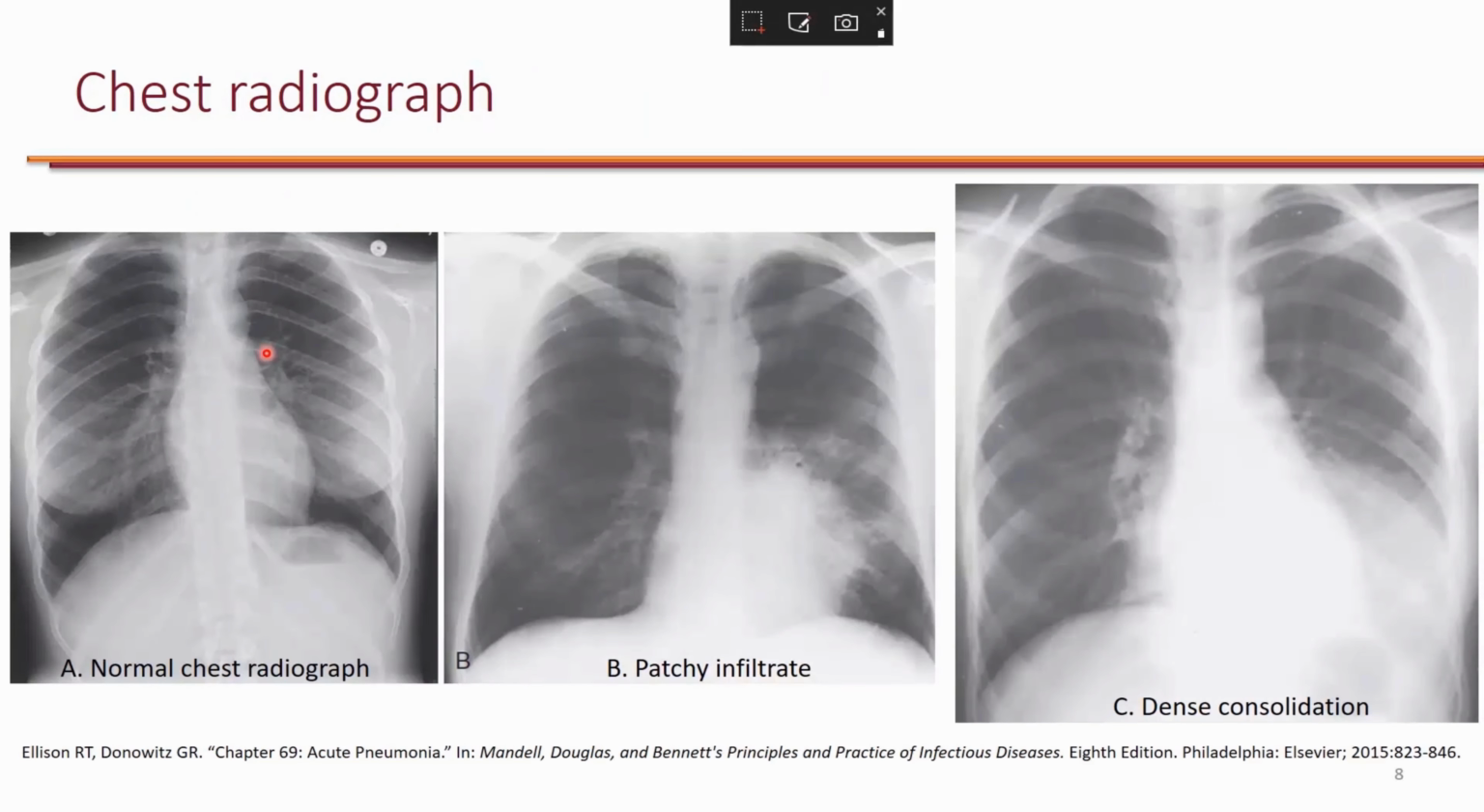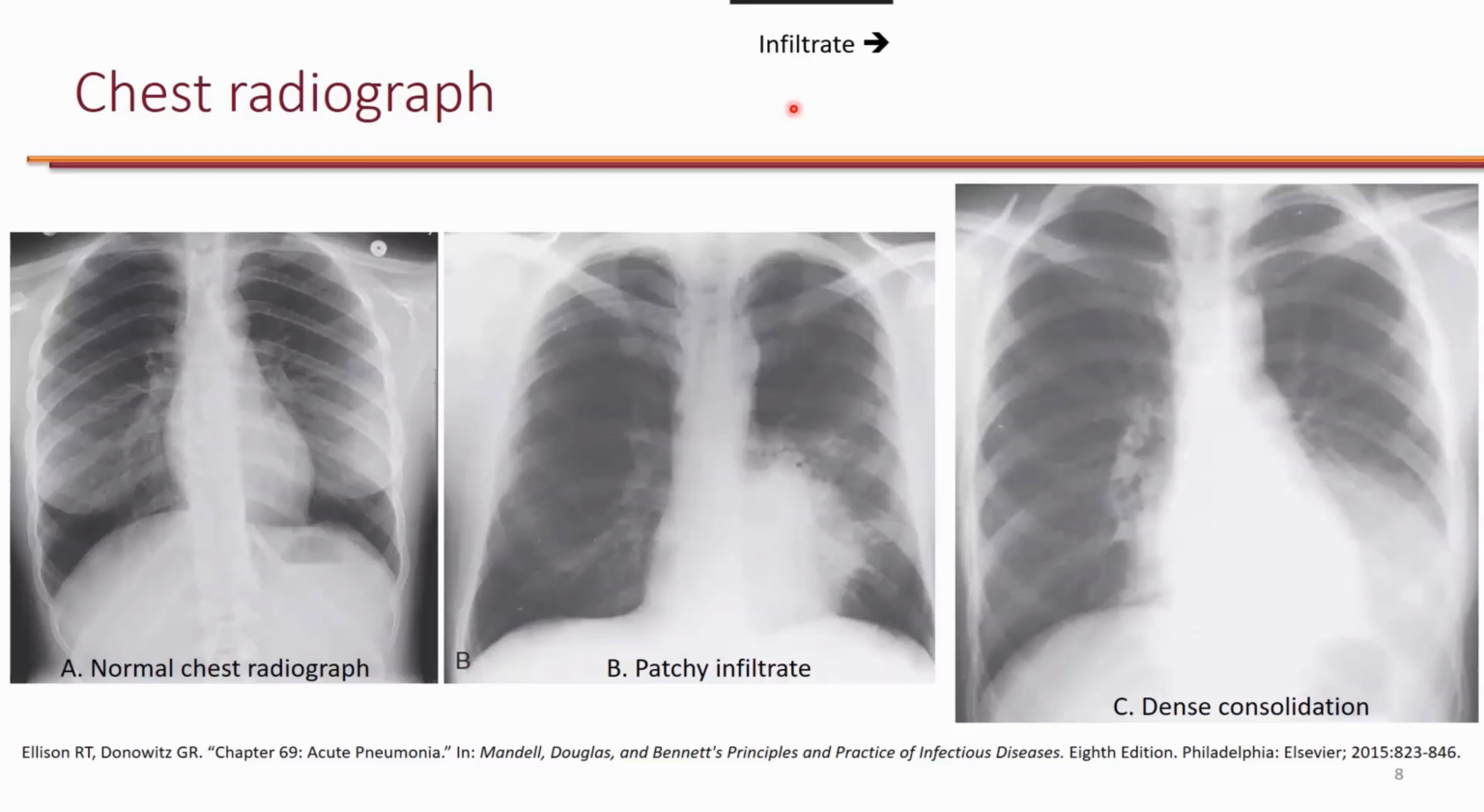Now, let's take a look at chest radiograph, also known as chest X-ray. When we look at the film in a normal chest radiograph, it's supposed to be clear. The lungs are clear. You can see the heart, and you can see the diaphragm. Now, when there are things in the lung, what we see on the film is increased opacity, which we call infiltrate.